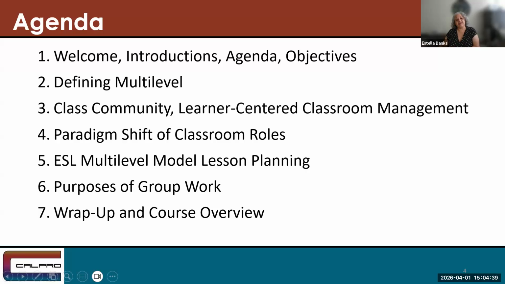So here you'll see on our agenda, we've got the welcome and introductions, the agenda and objectives. We'll be doing that very shortly. Defining what multi-level ESL is. We'll talk about classroom community, including learner-centered classroom management. We'll talk about that paradigm shift in the classroom roles. And we'll start talking about the ESL multi-level model lesson plan. We'll talk about the purposes of group work, and then we'll wrap up and give you an overview of the course.